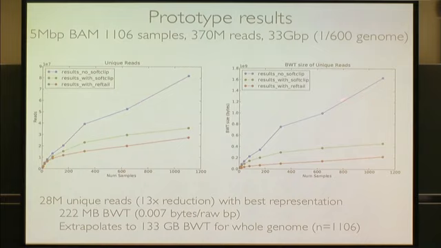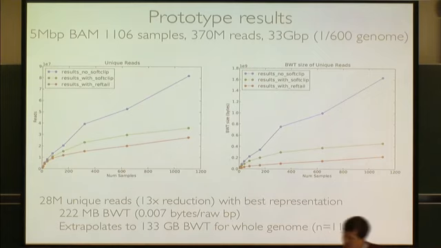That's the BWT of those reads. This is after some clipping and then after some additional compression tricks. And we can get down to 28 million unique reads, in 222 megabytes of data in the BWT, which is under a 100th of a byte per raw base pair of data. So we're really using the compression value of this highly oversampled data, but we can gain almost all of that back. That's what this tells us. And it extrapolates to 133 gigabytes for the whole genome on 1,100 samples.